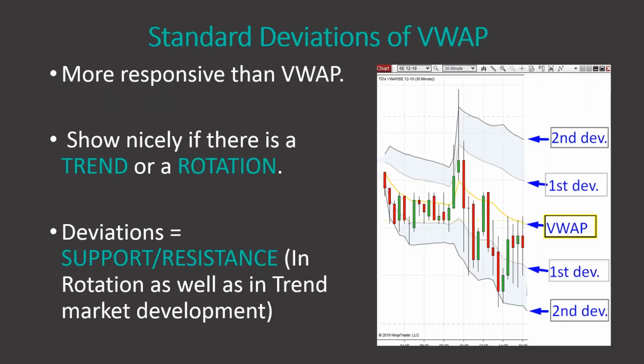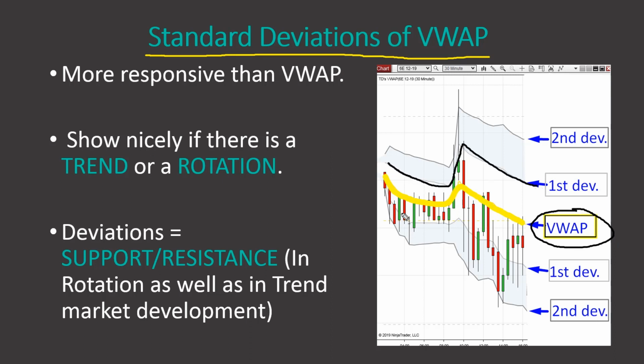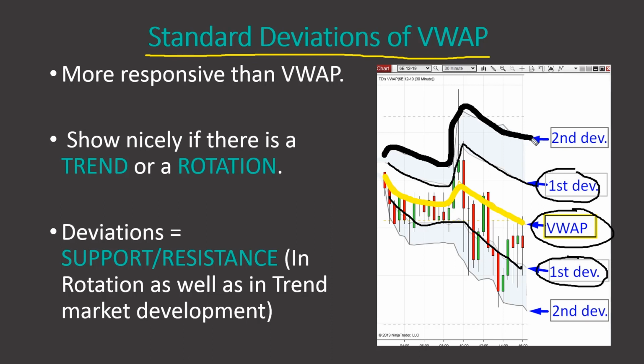Apart from the VWAP line, which is this yellow line, the indicator I developed also has standard deviations, and those are really important, at least for my way of trading. Now, if you look at the picture, this is the VWAP, and those gray lines, this one and this one, are first deviations of the VWAP. Also, there is a second line in here and in here, and those are second deviations of VWAP.